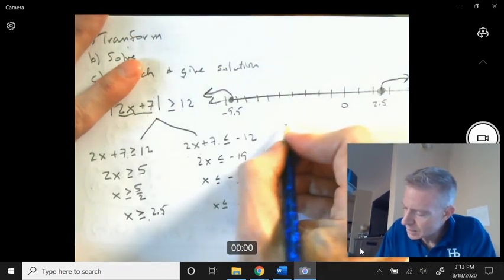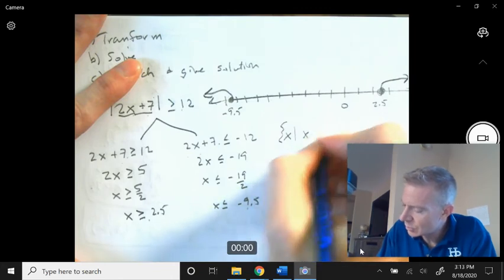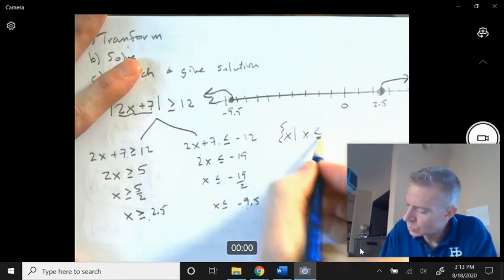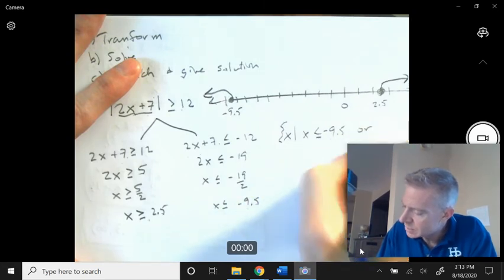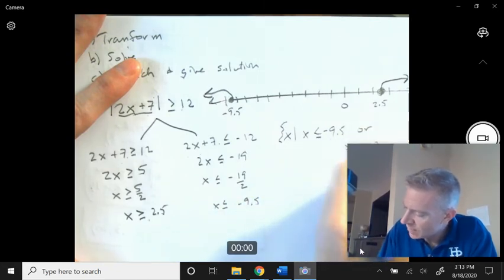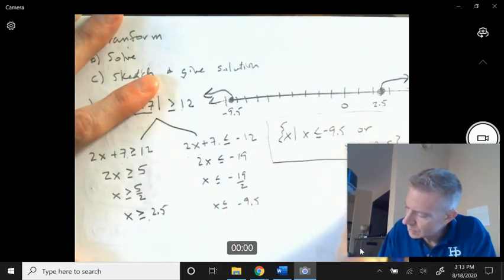So in set notation, we've got the set of all x such that x is less than or equal to, notice or equal to because we're including the negative 9.5, or x is greater than or equal to 2.5. Okay, there's our set notation.